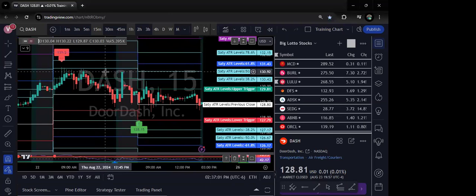You want that 180-degree change. It's either bullish or bearish. Okay. If you do that, you will catch some swing or day trade moves.